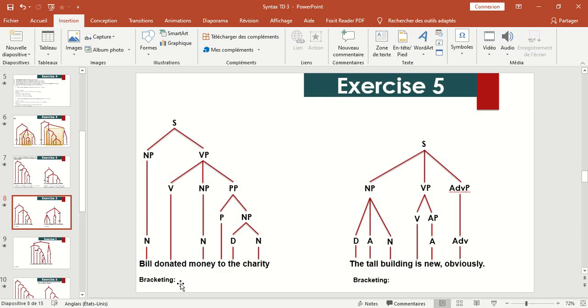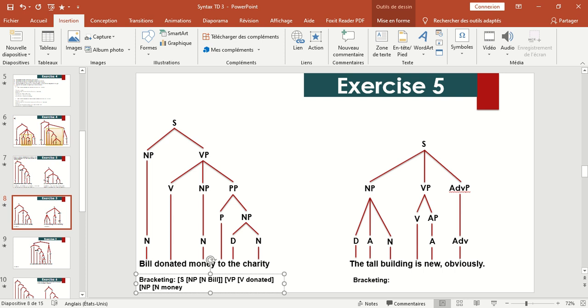Now let's make bracketing, starting with this sentence. So we have S. This sentence is composed of a noun phrase, as you can see, which amounts to a noun. The noun is Bill. Close the noun and the noun phrase. Then we open the verb phrase. What do we have inside? We have a verb which is donated. We close the verb. We open the noun phrase. What do we have inside? We have just a noun which is money. Close the noun and the noun phrase.